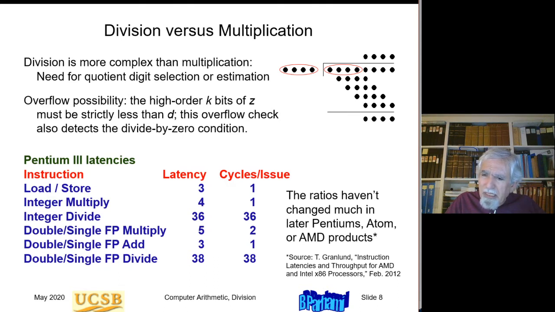Divide typically takes tens of cycles. Okay, so that's just round numbers to remember. 1 or a few cycles for add and multiply, tens of cycles for divide.